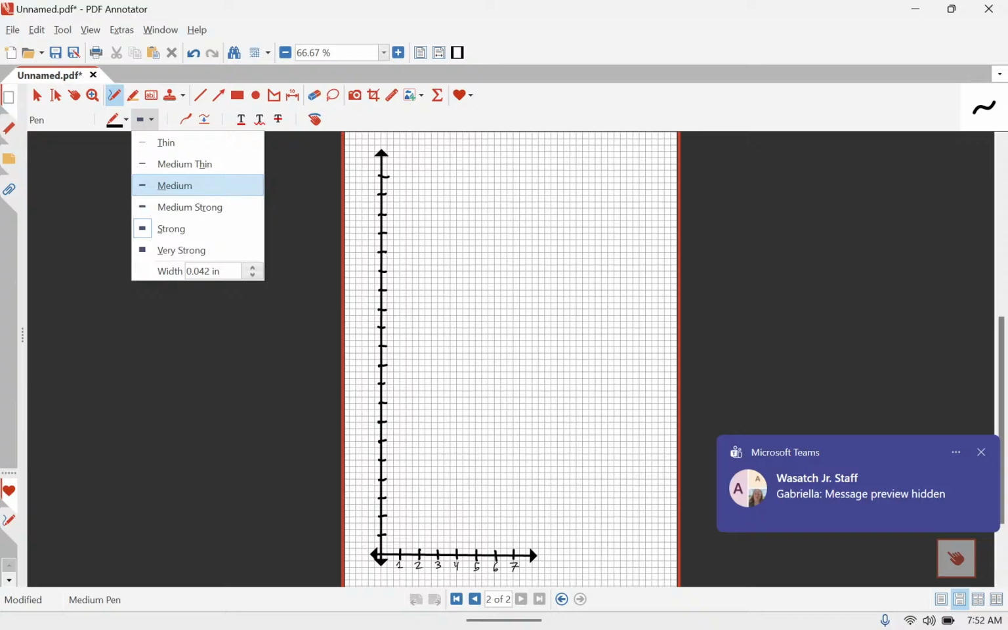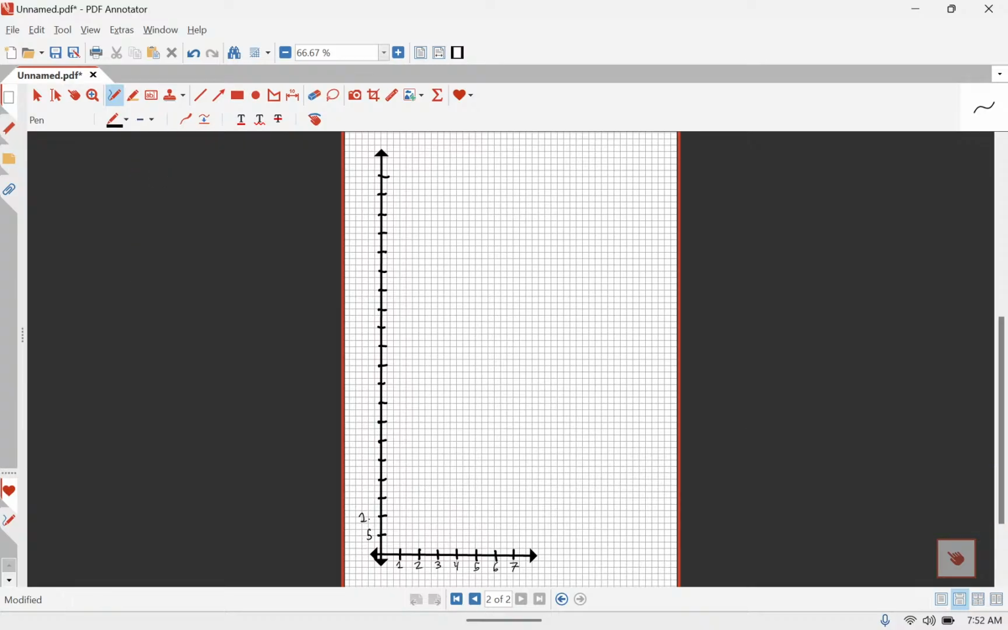Okay, I'm going to label this 5, 20, 25, 30, 35, 40, 45, 50, 55, 60. Okay. 65, 70, 75, 80, 85, 90, 95, 100. Now I'm going to put the little ticks in.